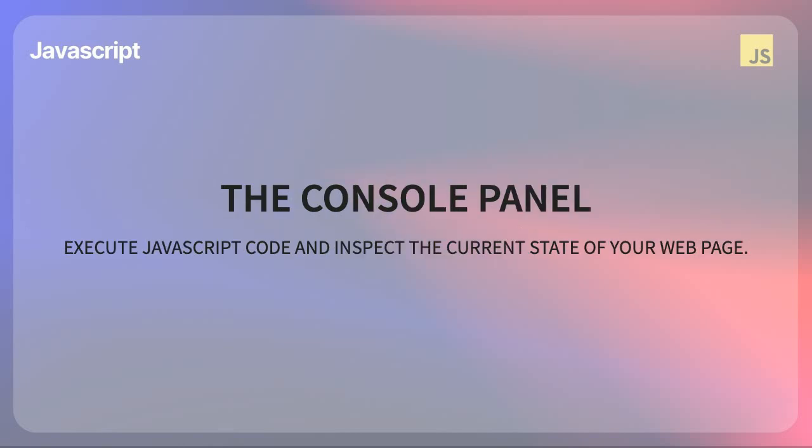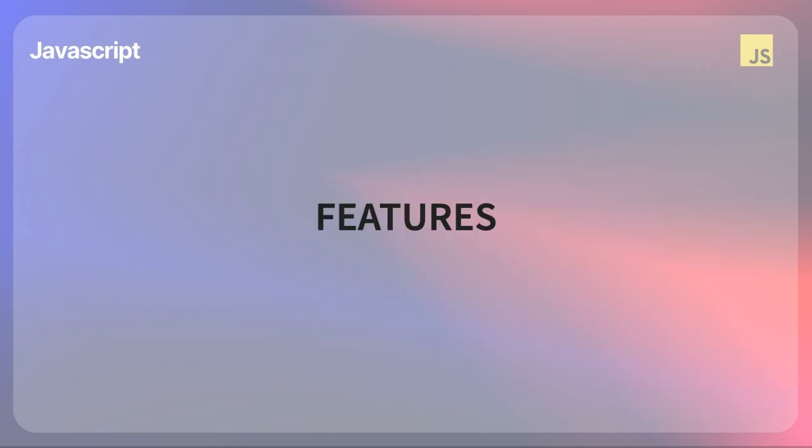The console panel is used for executing JavaScript code and inspecting the current state of your web page. It's a powerful tool that allows you to debug, test, and optimize your code. The console panel has several features, including the ability to execute JavaScript code, inspect variables, and view error messages.